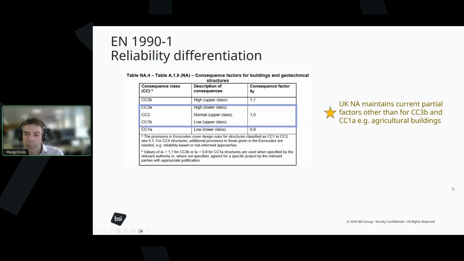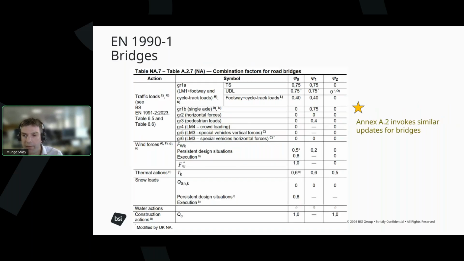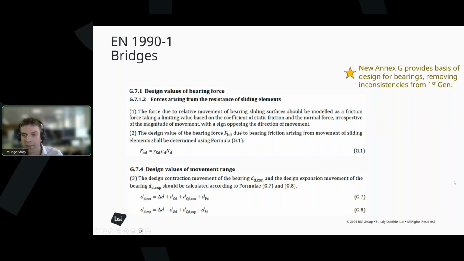There are some project-specific exceptions. So CC3B, CC1A give the opportunity to increase or decrease. However, we're expecting that will only occur in limited scenarios, such as for agricultural buildings, where that is already given.